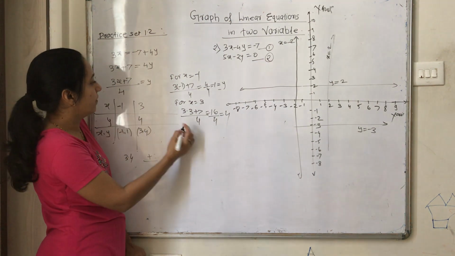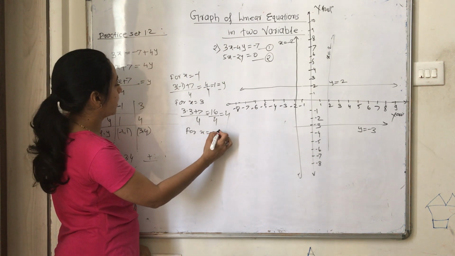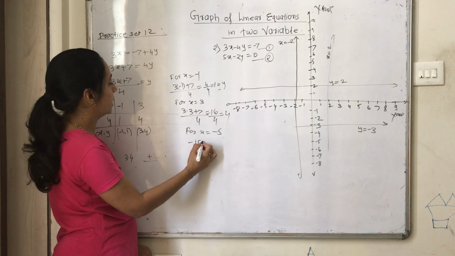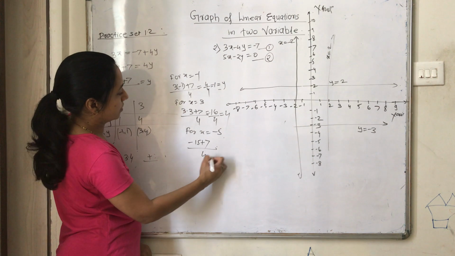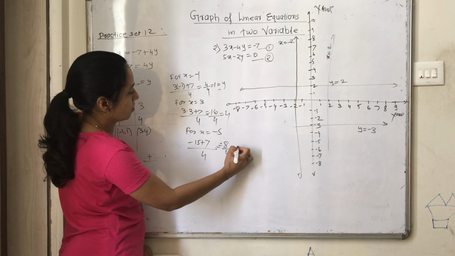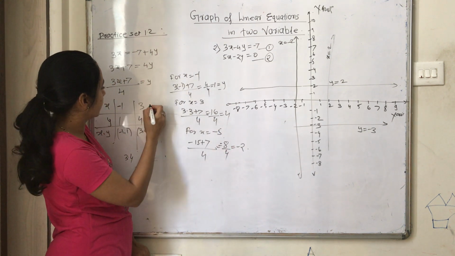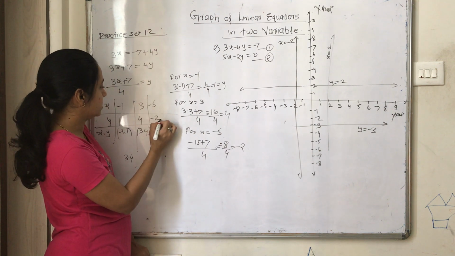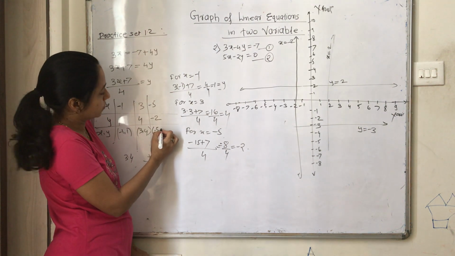Now see, if I take x is equal to minus 5, then 3 into minus 5 is minus 15, plus 7. Minus 15 plus 7 will be minus 8. Minus 8 by 4, so I will get minus 2. So the value of x I have taken is minus 5 and the corresponding value of y is minus 2. So the pair will be minus 5 comma minus 2.